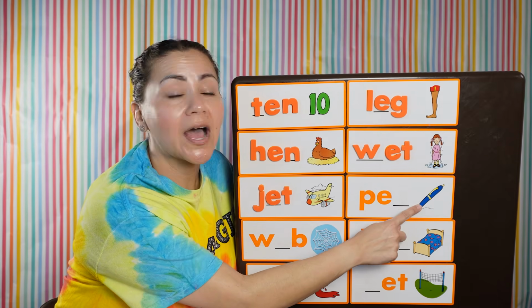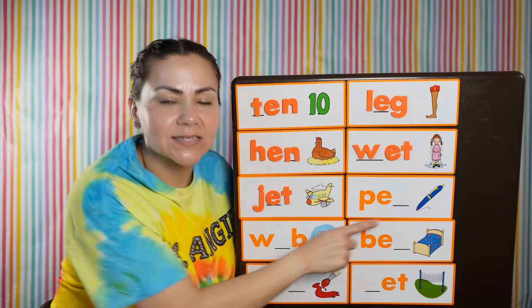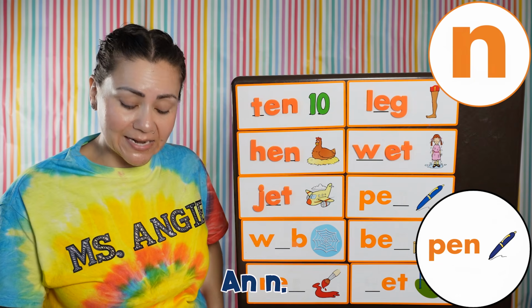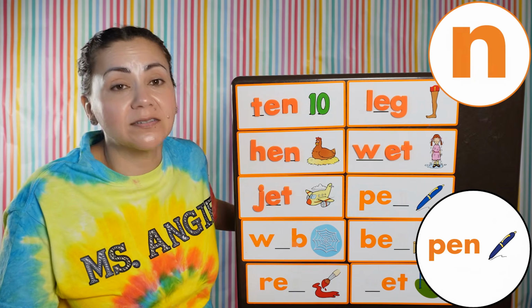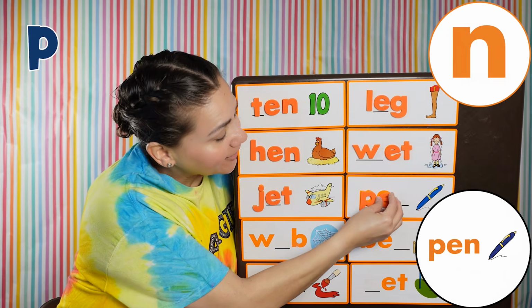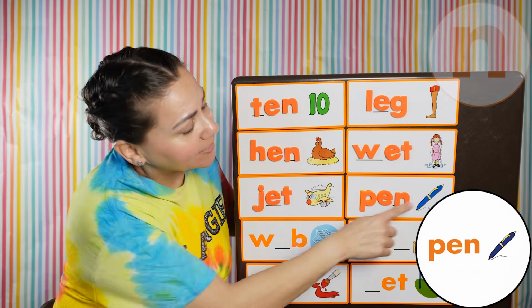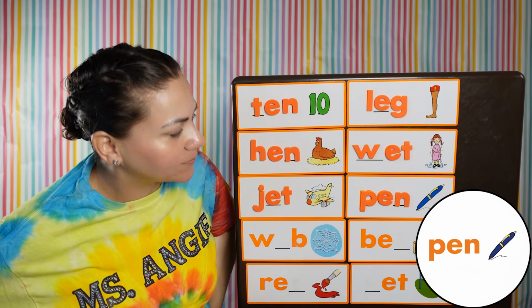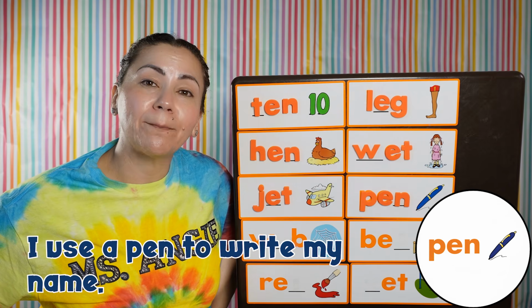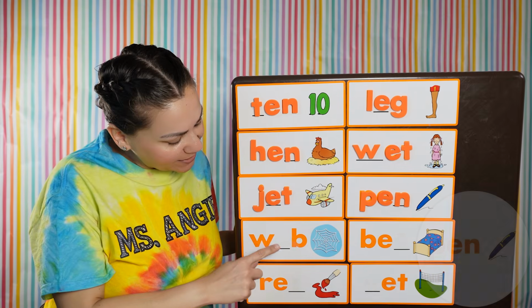This is a picture of a pen. Pen is missing a letter here at the end. Do you know which letter is missing? An N. That's right, an N. Now let's put our letters and spell the word pen on the board. Pen is spelled P-E-N. Now let's make a sentence with the word pen. Can you say, I use a pen to write my name? I use a pen to write my name. Good job. Now here is the next one.